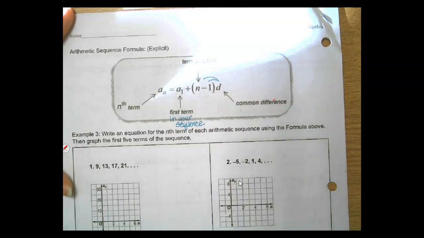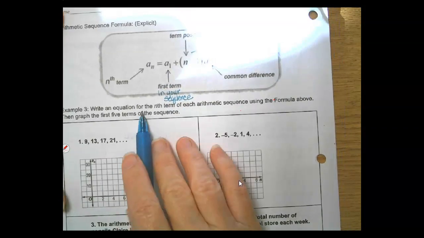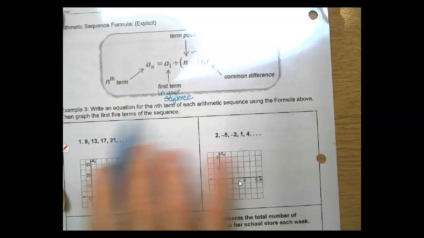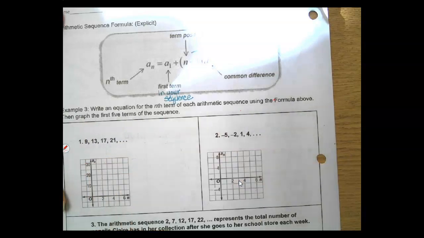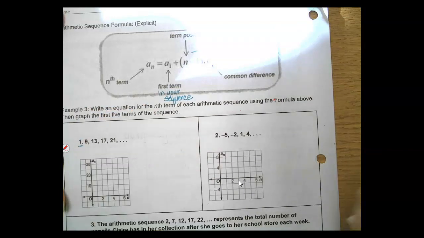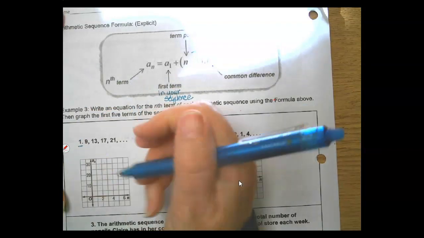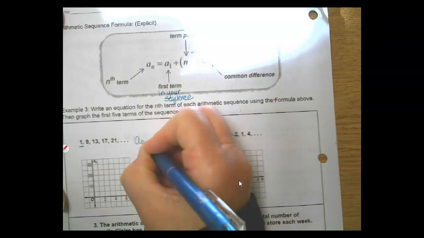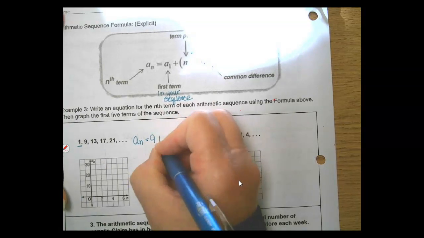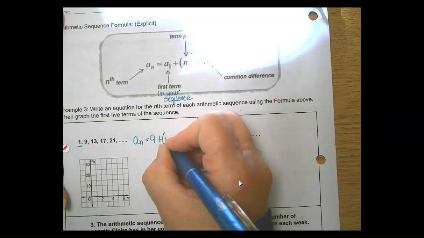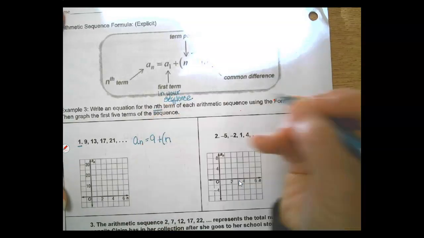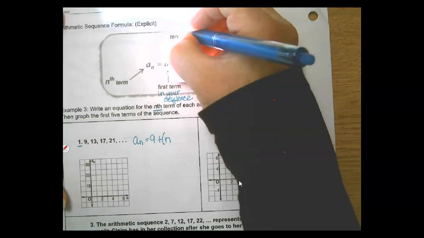So let's take a look. It says, write an equation for the nth term of each arithmetic sequence using the formula above. Then graph the first 5 terms of the sequence. Okay, so this is just number 1. So don't get that 1 confused. So a sub n is equal to my first term in my sequence, which is 9, plus n, because I don't care about what sequence number. We're trying to find the nth term.